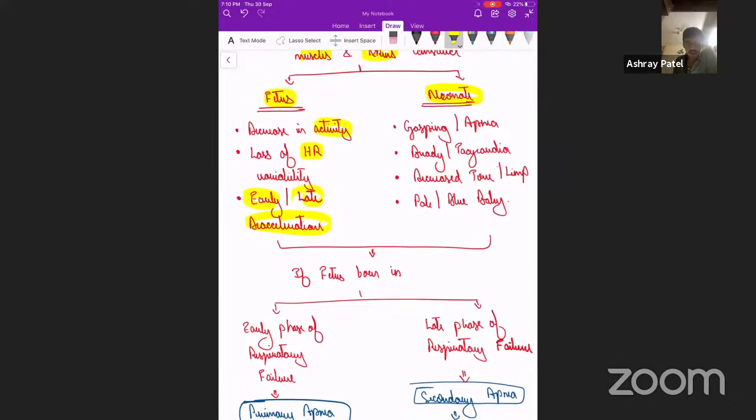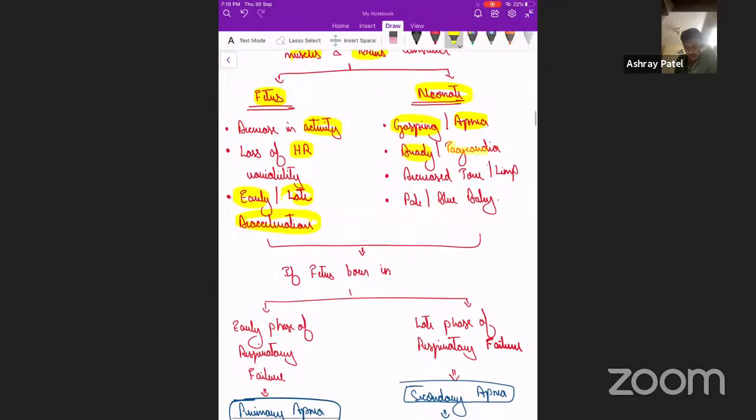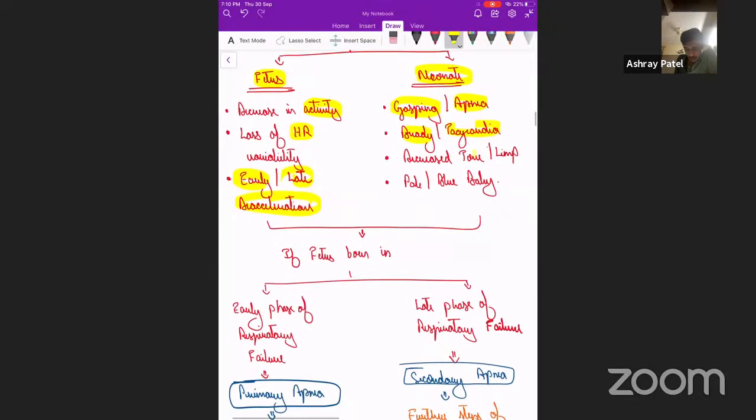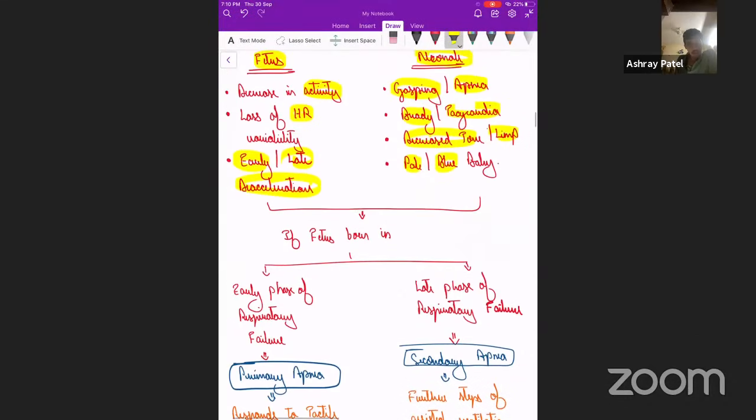When it comes to neonates, how do we get to know? The baby might be gasping for air. Gasping indicates that there is severe respiratory compromise, correct? Okay, severe. Then there can be apnea. Then there can be bradycardia or tachycardia, or there can be a decrease in tone, or the baby might appear limp. Or the baby will be pale, or the baby will be fully cyanosed. Okay, so these are the features which we'll look for.